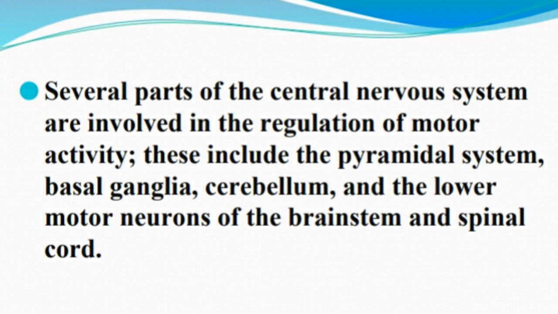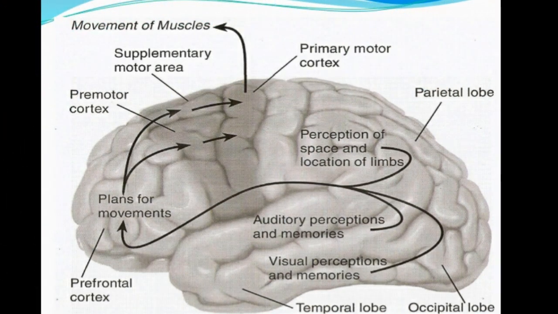Several parts of the central nervous system are involved in the regulation of motor activity. These include the pyramidal system, basal ganglia, cerebellum, and the lower motor neurons of the brainstem and spinal cord. The primary motor cortex is located in the precentral gyrus. The motor cortex receives input from the premotor cortex, supplementary motor area, frontal association cortex, and primary somatosensory cortex.